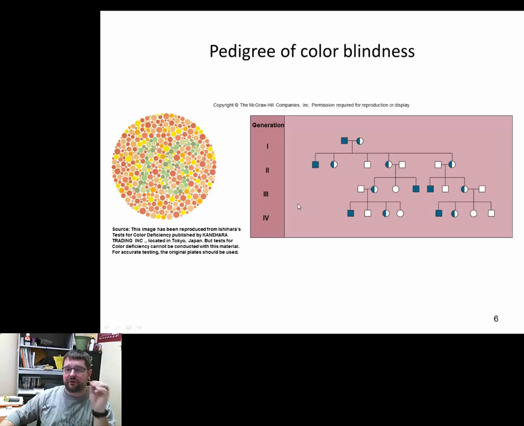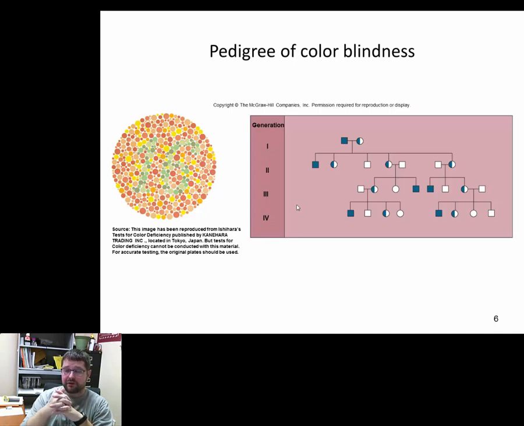Now, I want to make sure that you understand, females can be red-green colorblind. It's just pretty rare, because it's not just a matter of inheriting a single characteristic, a single gene. It's multiple genes that have to be in connection.